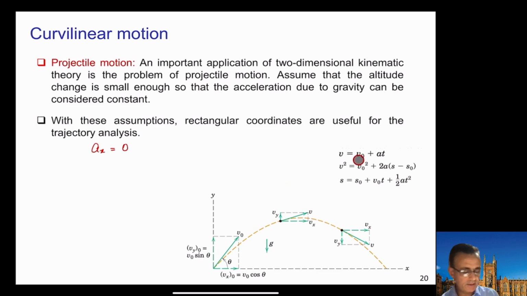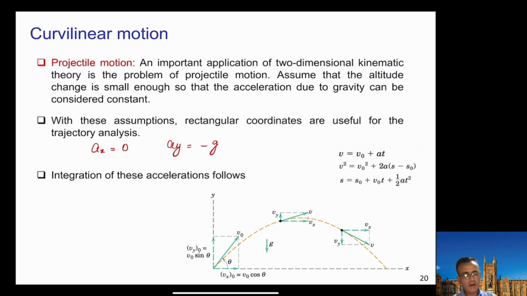And in the y direction, we have acceleration, which in this case you can see is in the downward direction. So it is minus g. Minus means it's just in the downward direction. So this is to show just the direction of the acceleration. Now if we use these equations here, or if we integrate these equations in the x direction and in the y direction, then we can calculate different equations.